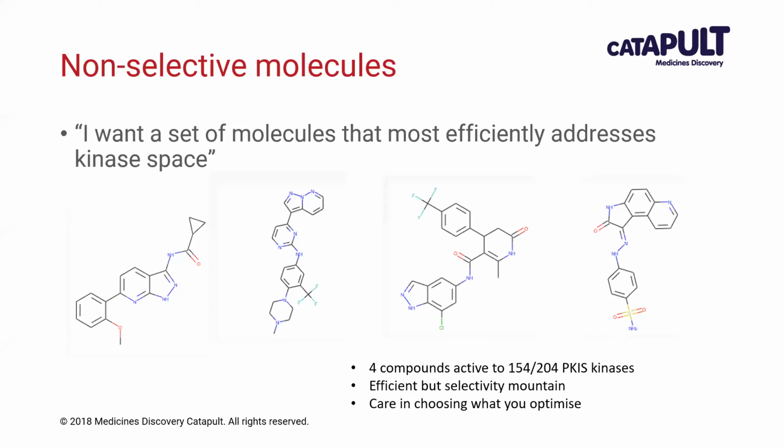So being careful on your target that you optimize on when selecting molecules is important. Here it would be beneficial to maybe restrict the number of kinases that your molecules are active towards before selecting.